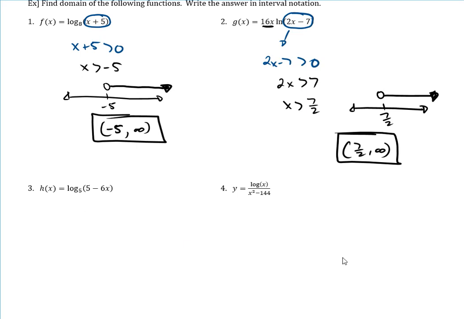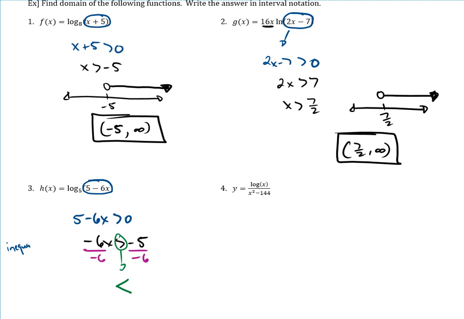Number 3, we have a log again. So it's log base 5 of 5 minus 6x. So still, if I'm just finding the domain, I just need to make sure that that expression is greater than 0. Okay, and then solving it like normal, I would subtract the 5 to get this. However, solving it like normal is still the same procedure, except remember, if you divide or multiply by a negative number in inequalities, the inequality symbol needs to change its direction. So this greater than will become less than. Okay, so that happens whenever we multiply or divide by a negative.